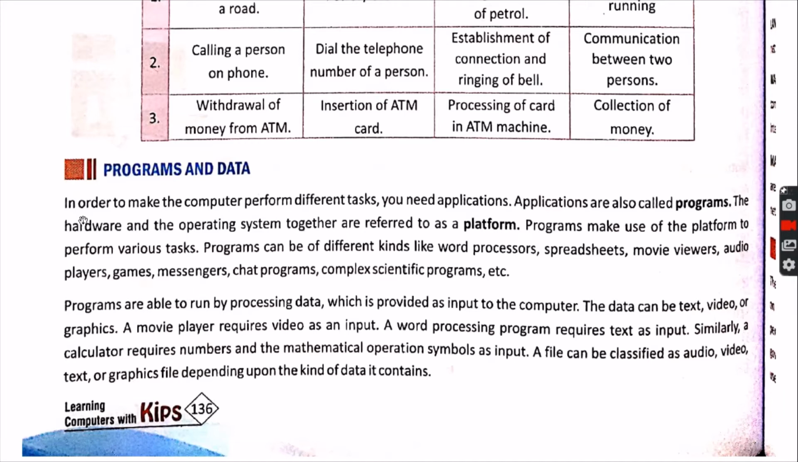In order to make a computer perform tasks, you need applications, and applications are also called programs. So these are synonyms, means application and program are used synonymously, they have the same meaning. The hardware and operating system together are referred to as a platform. See, in a computer, a platform is something which includes hardware and operating system.